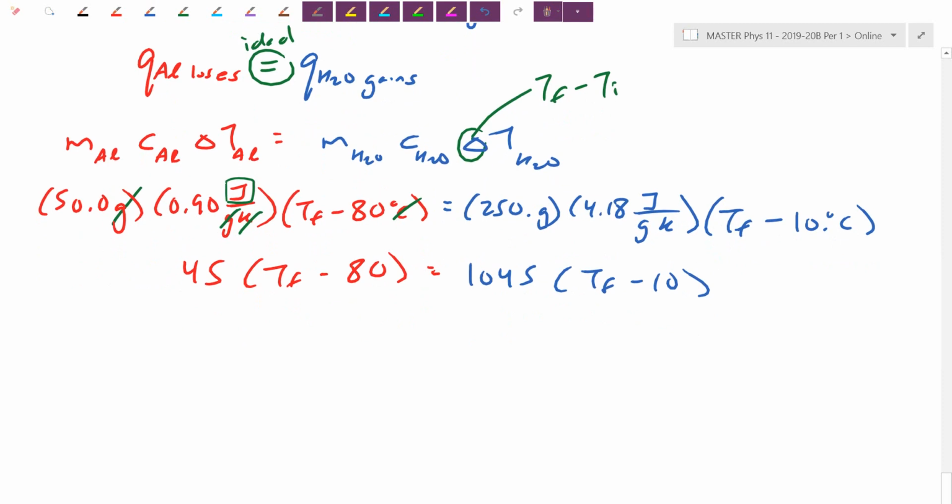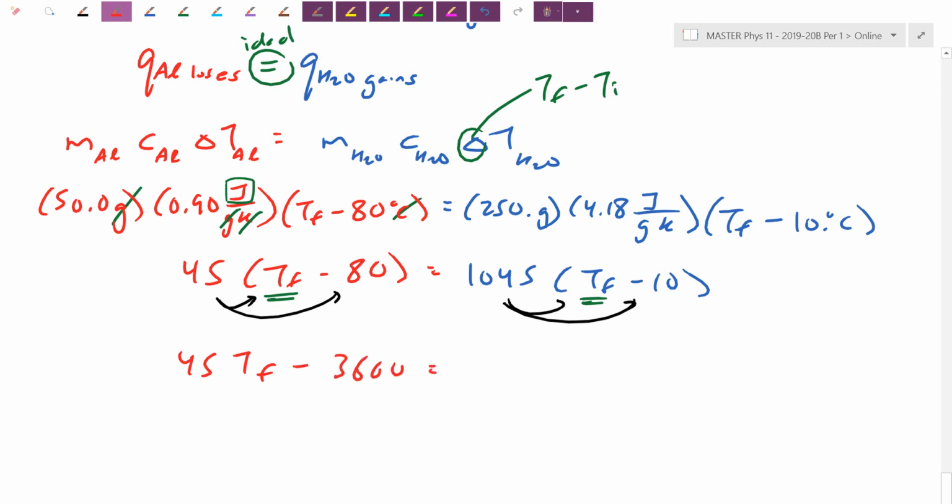You can ask yourself what the next math step would be. Although you could collect up the 45 and the 1045, we still have to deal with this problem that the T final is stuck in a binomial. It's stuck in this bracket. So what we can do here is we can actually distribute. Again, you can keep copying this part, even though I purposely left a mistake. 45 T final minus 45 times 80. This one gives you 3600. I'm going to distribute, multiply that 1045, the opposite of factoring. I'm going to multiply all that in.